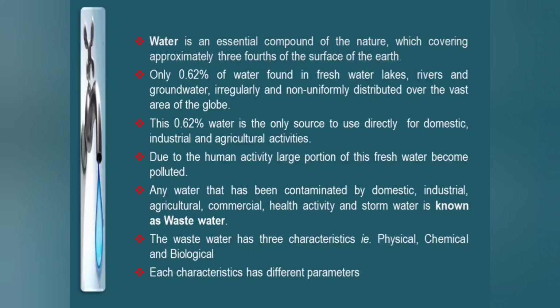And we know that pollution is a major threat to human beings and other organisms on the earth. Due to human activity, a large portion of this fresh water becomes polluted, and any water that has been contaminated by domestic, industrial, agricultural, commercial or other activity, and stormwater, is also called wastewater.